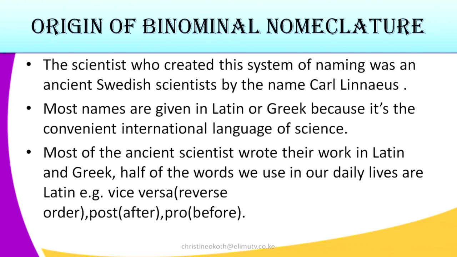There are so many scientists who devised the name, but the one which has been universally recognized and accepted is the one that belongs to Linnaeus, which is called the binomial nomenclature. So most of the names in this naming system are either given in Latin or in Greek because it is the convenient and widely accepted international language of science. For example, in our day-to-day life, there are some words that we use, but they have Latin roots, but we don't know maybe.